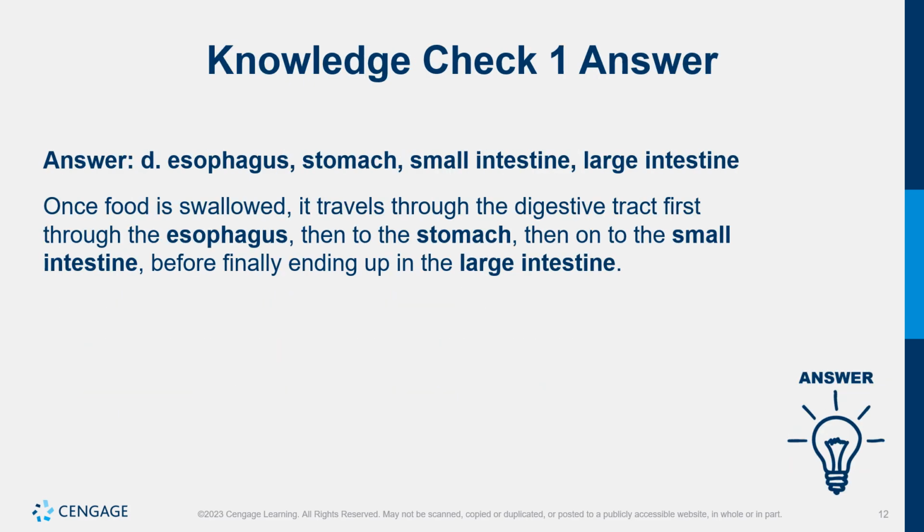And of course, the answer is D. Esophagus, stomach, small intestine, and large intestine. Along the way, it is passing through the lower esophageal sphincter. It is passing through the pyloric sphincter and the ileocecal valve.